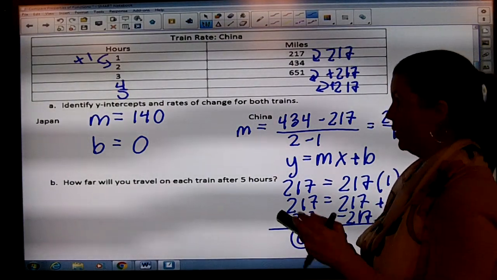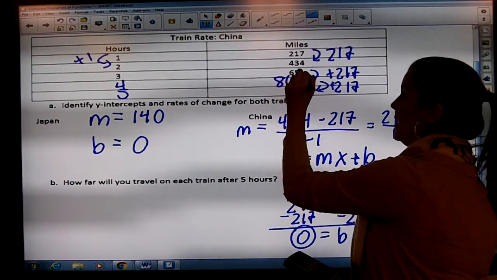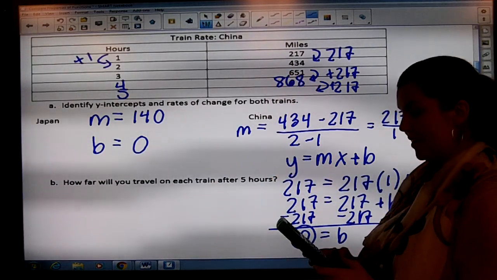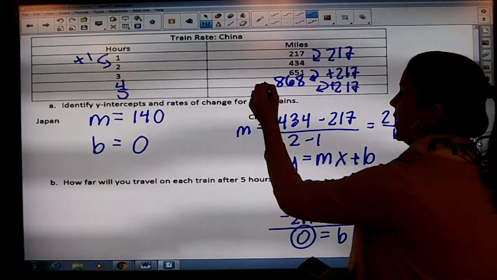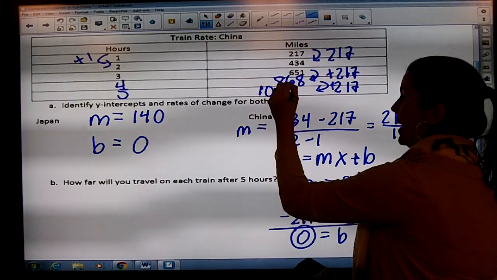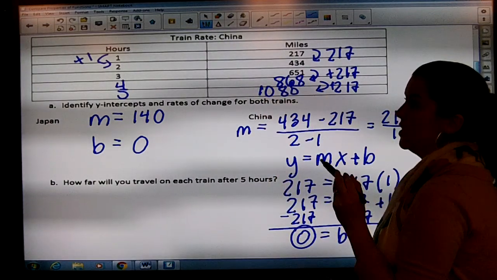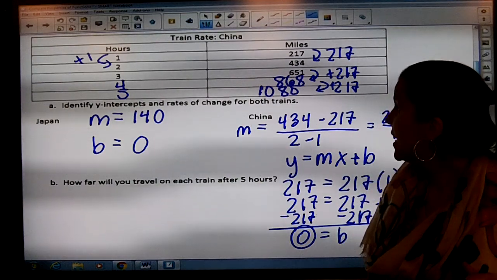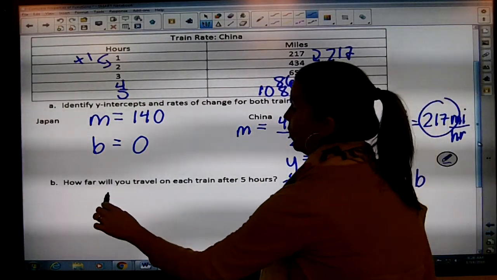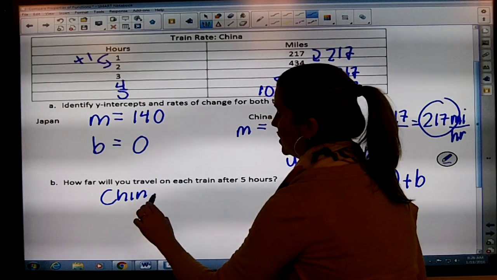217 plus 651 gives us 868. And add another 217, and we get 1,085. So if you take the train in China, you will go 1,085 miles.